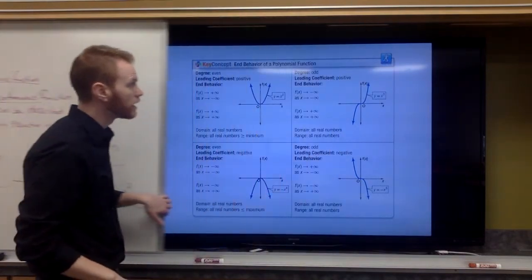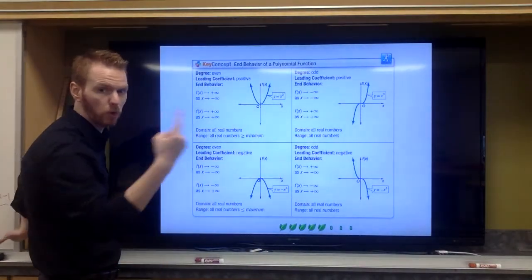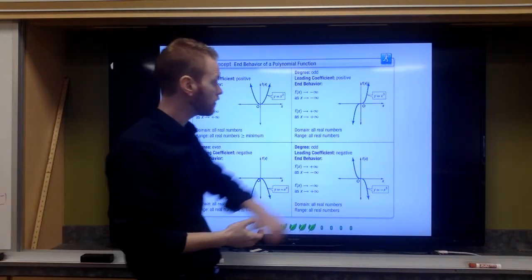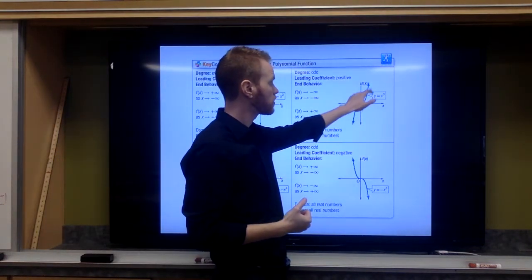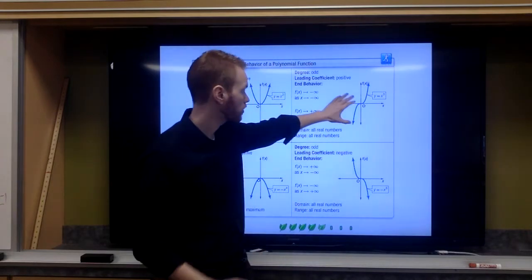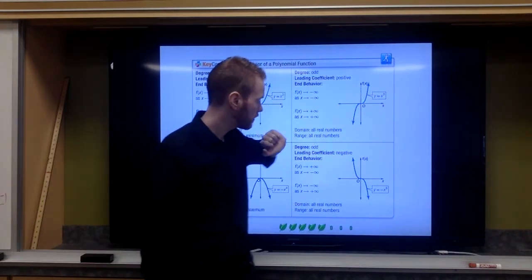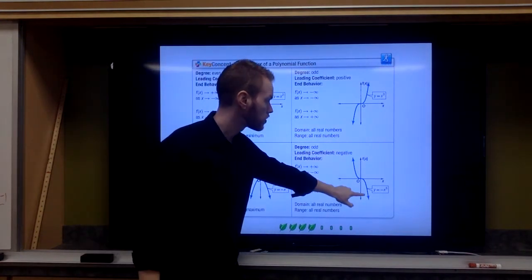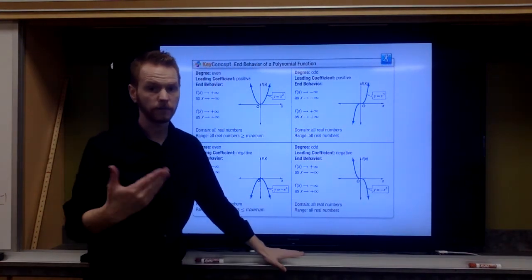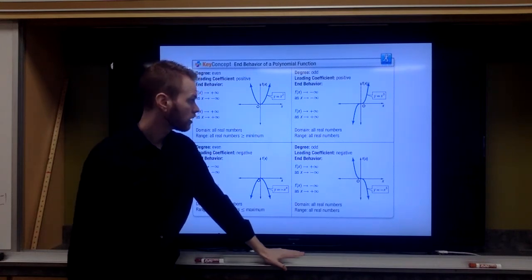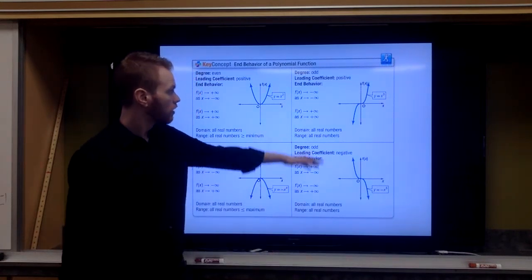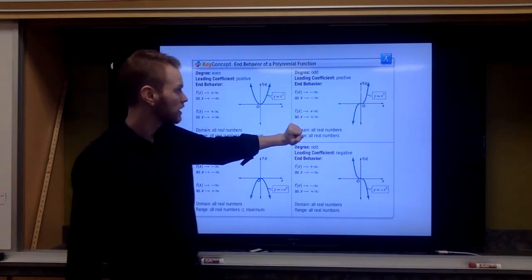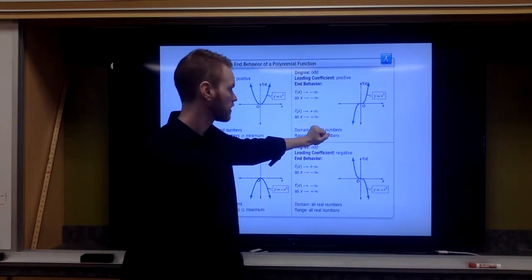Now, odd functions, that would be powers 1, 3, 5, etc. Their behavior is that they will point in opposite directions. Whether the leading coefficient is positive or negative, they're still pointing in opposite directions. That's a characteristic of an odd-powered polynomial function. End behaviors, we can describe the same way. I'm not going to go through each one for time's sake. We're going to do 2 examples to finish this up.